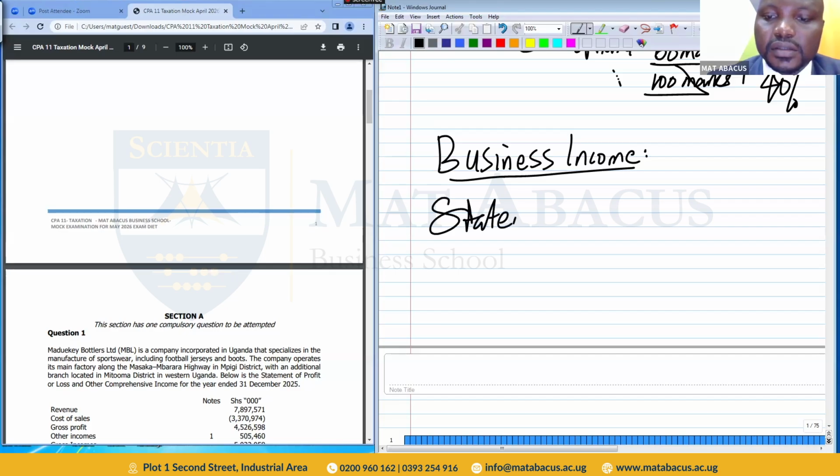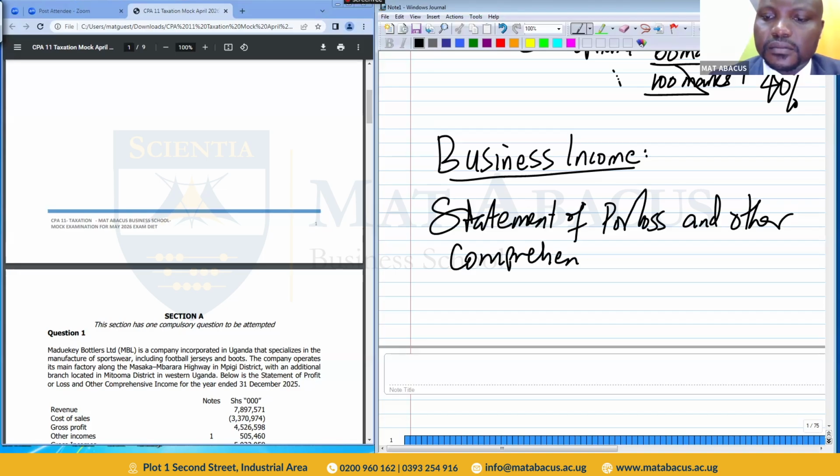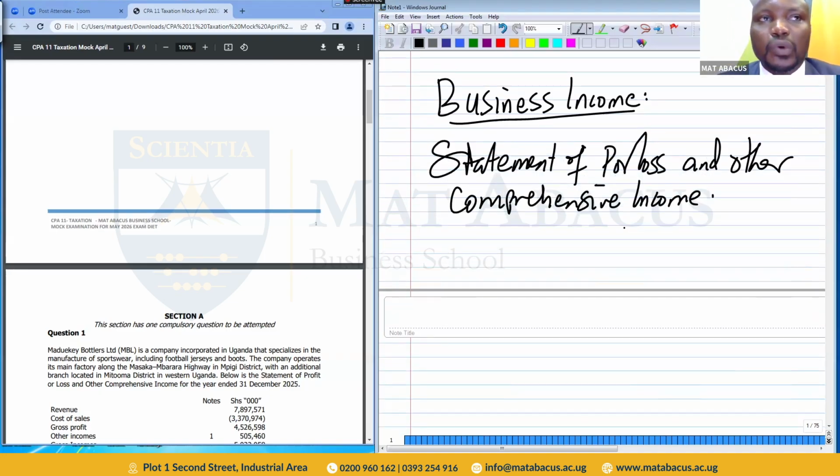a statement of profit or loss and other comprehensive income. They give you this information and they expect you to compute the tax payable. So as a student, you need to understand how to pick information from the statement of profit or loss and compute the tax to pay.